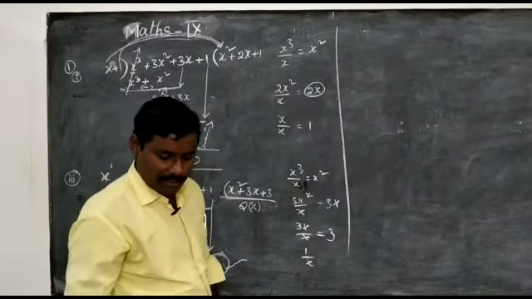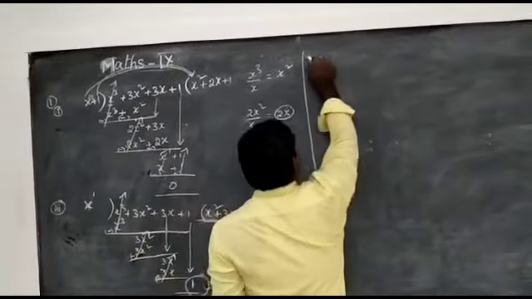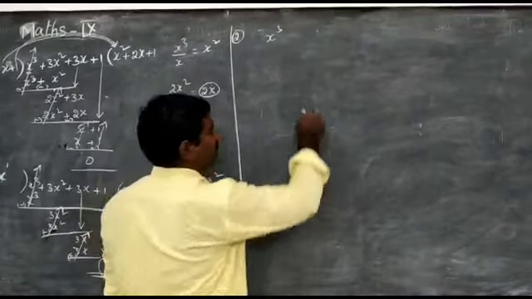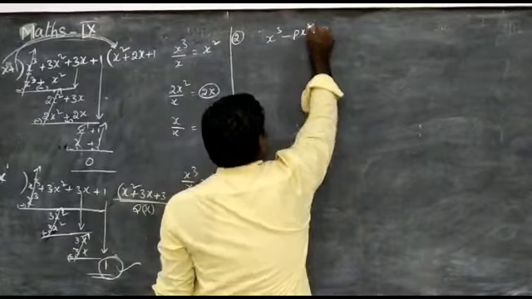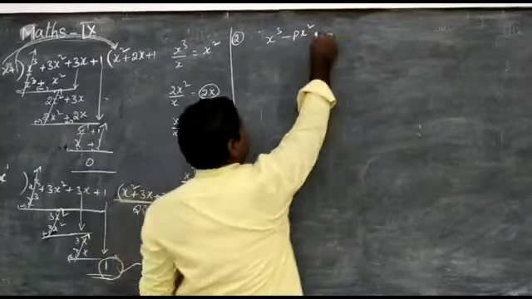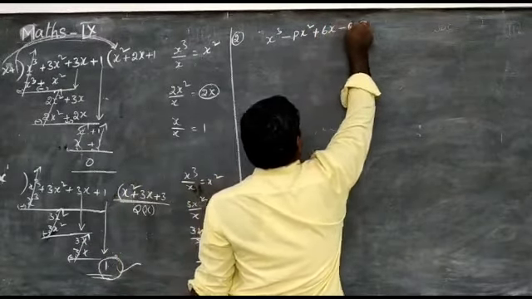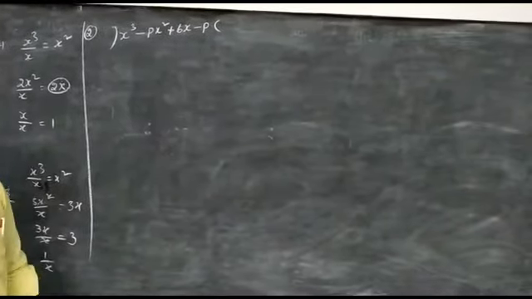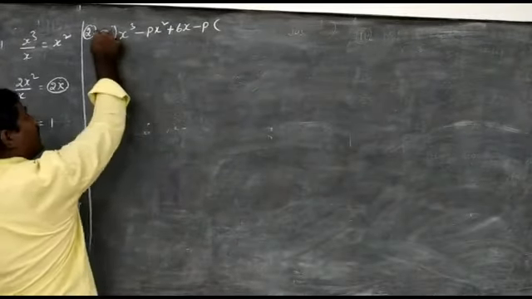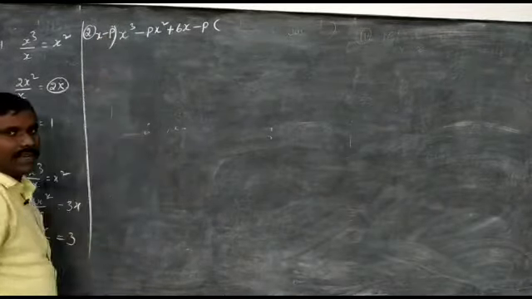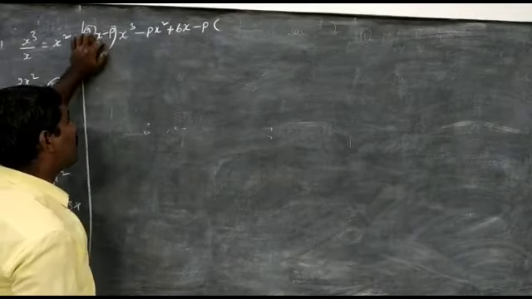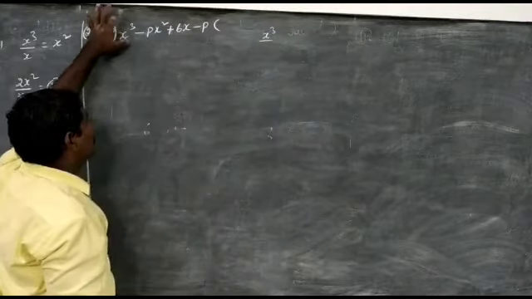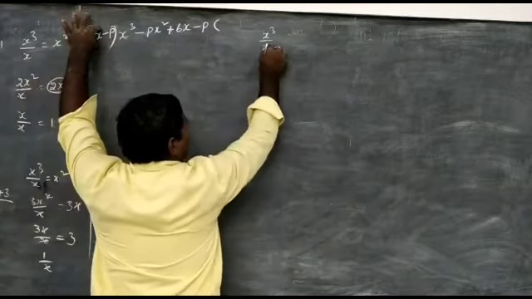Find the remainder when the polynomial x cube minus px square plus 6x minus p is divided by x minus p. Now I am dividing, x cube is the first term of dividend, in divisor it is x.